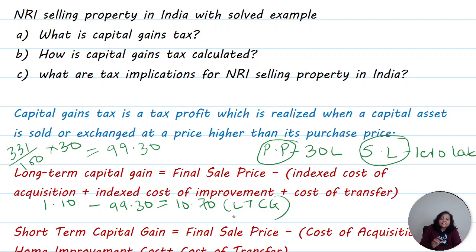So, indexed cost of acquisition is the inflation-adjusted cost of acquisition, which helps you lower your capital gains and your tax liability. Likewise, indexed cost of improvement is also taken into consideration, and the cost of transfer. This is how long-term capital gains is calculated.